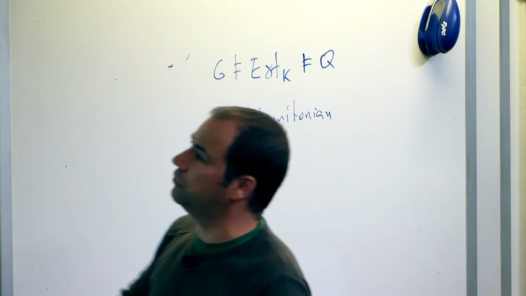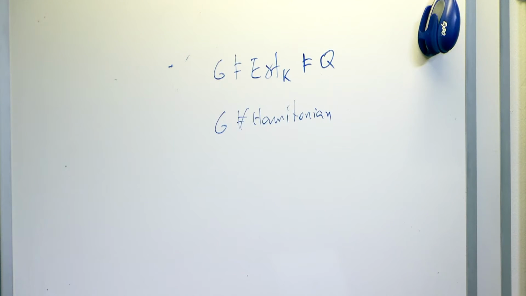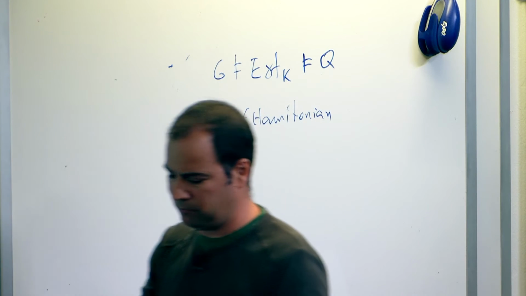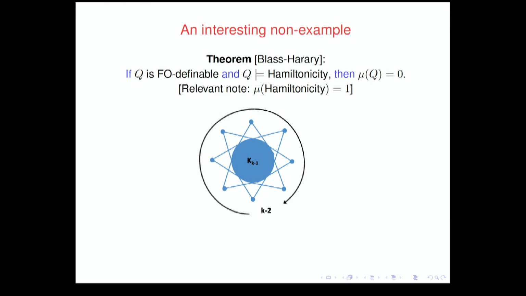The G that we construct is not going to be Hamiltonian, and then we will violate this. All right, so this is the strategy. But now we're not done yet. We just built a non-Hamiltonian graph. So how do we make it satisfy enough extension axioms?